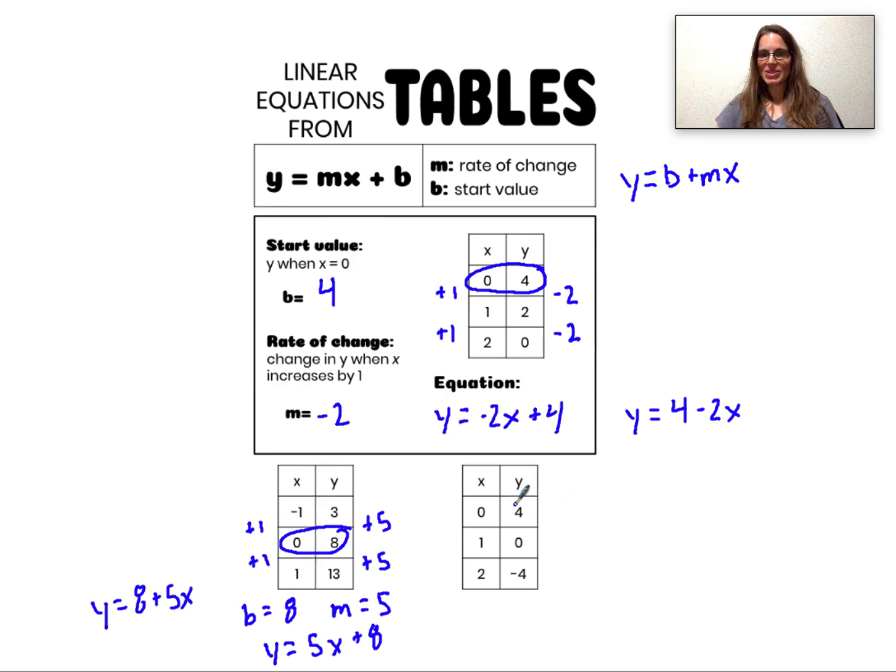Last example. Start value here is found in the first row. What is the value of y when x is 0? The start value is 4. What is the rate of change? Let's see what's happening to y as x goes up by 1. X is going up by 1, up by 1. Y is going down by 4, down by 4. That means my rate of change is negative 4. I can write my equation either as y equals 4 minus 4x or y equals negative 4x plus 4.